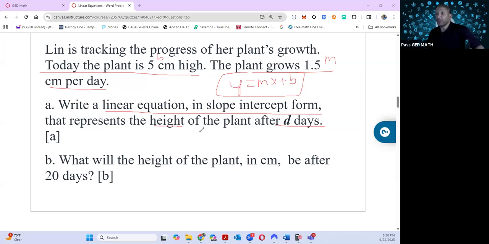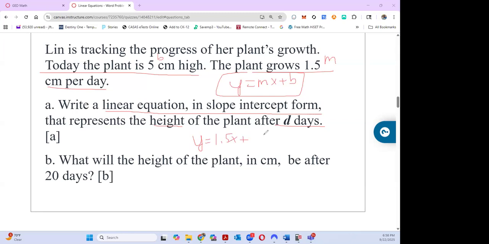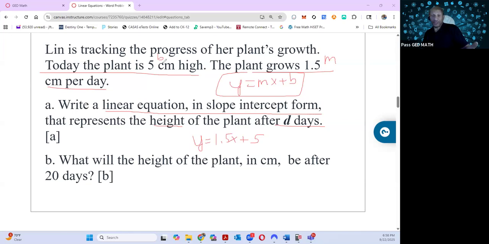Okay, perfect. So now when I rewrite this equation, y equals 1.5x plus 5. Because it said grows, my B is 5, my M is 1.5. Well, the key word, how you know it's going to change is what?